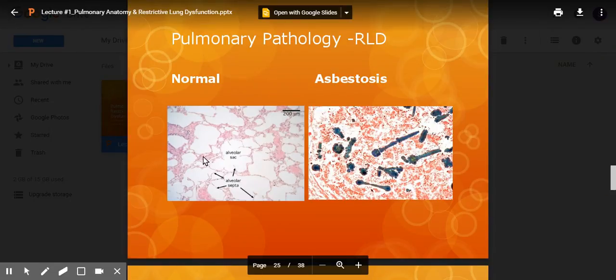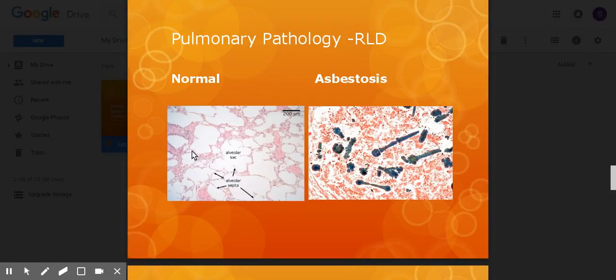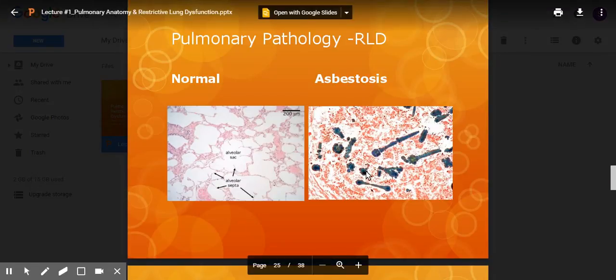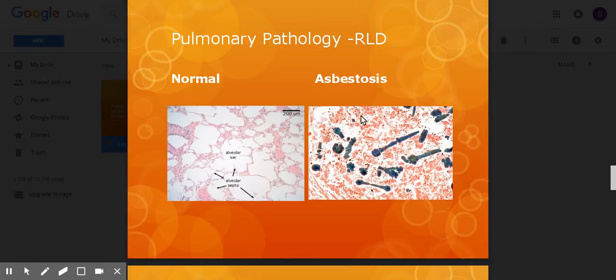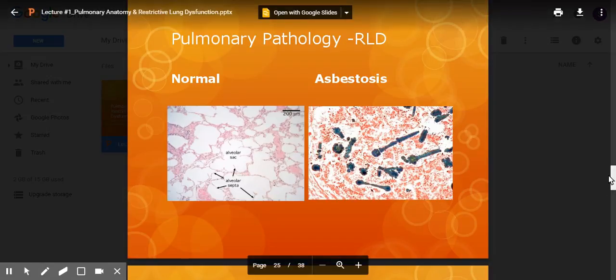Here's a similar slide, again with your typical reference on the left, and your atypical with the asbestos fibers trapped in the tissue, then becoming inflamed around it and essentially scarring around those fibers, and you don't see the ability for the body to then have that nice, good, adequate air exchange.